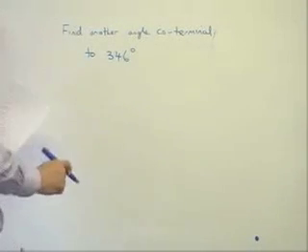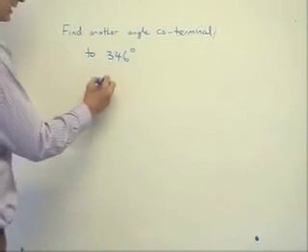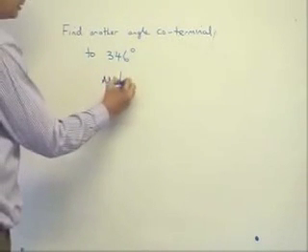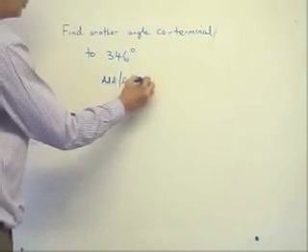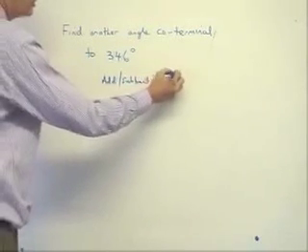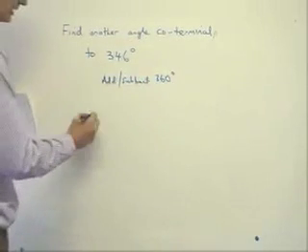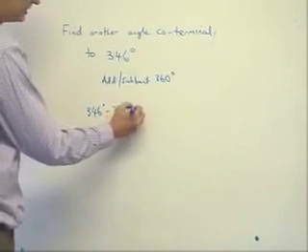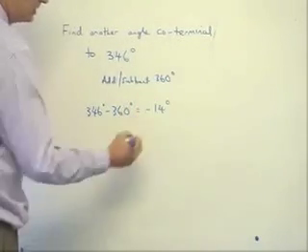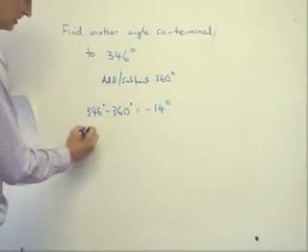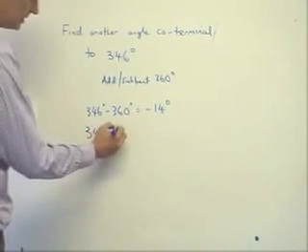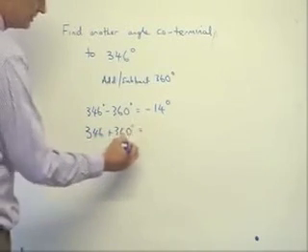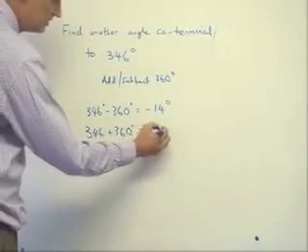Find another angle coterminal of 346. Well, you add and subtract 360 degrees to find coterminal angles. So 346 minus 360 would be negative 14 degrees. That would be a negative answer. 346 plus 360 would be 706.